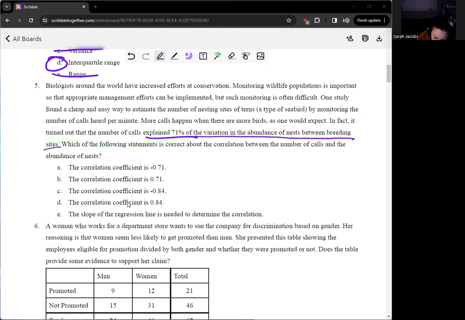between breeding sites. Which of the following statements is correct about the correlation between the number of calls and the abundance of nests?